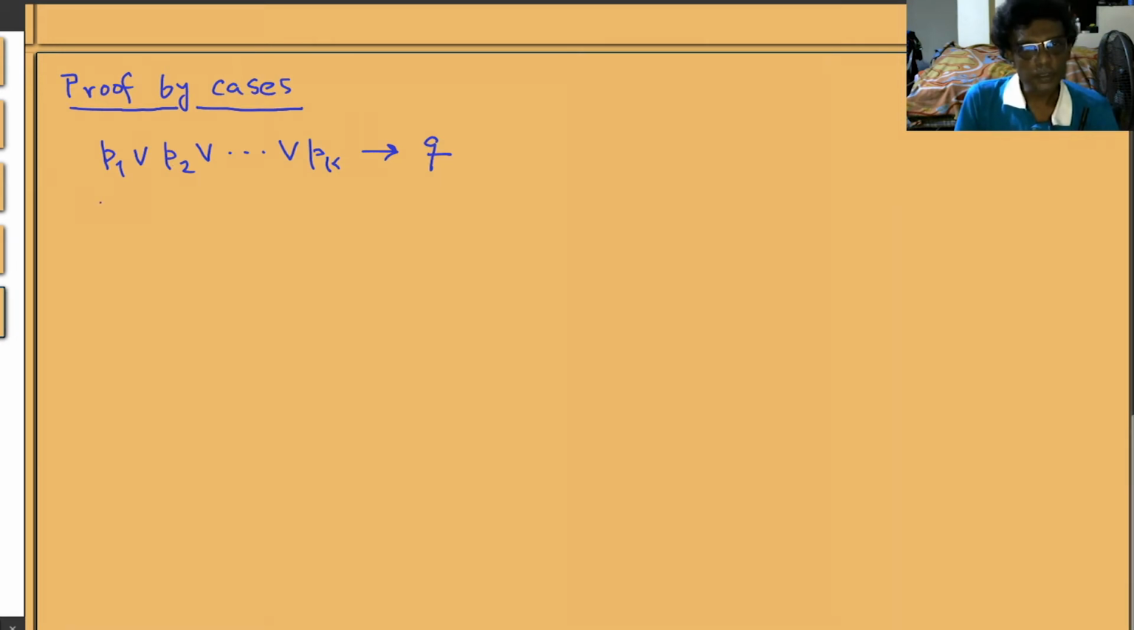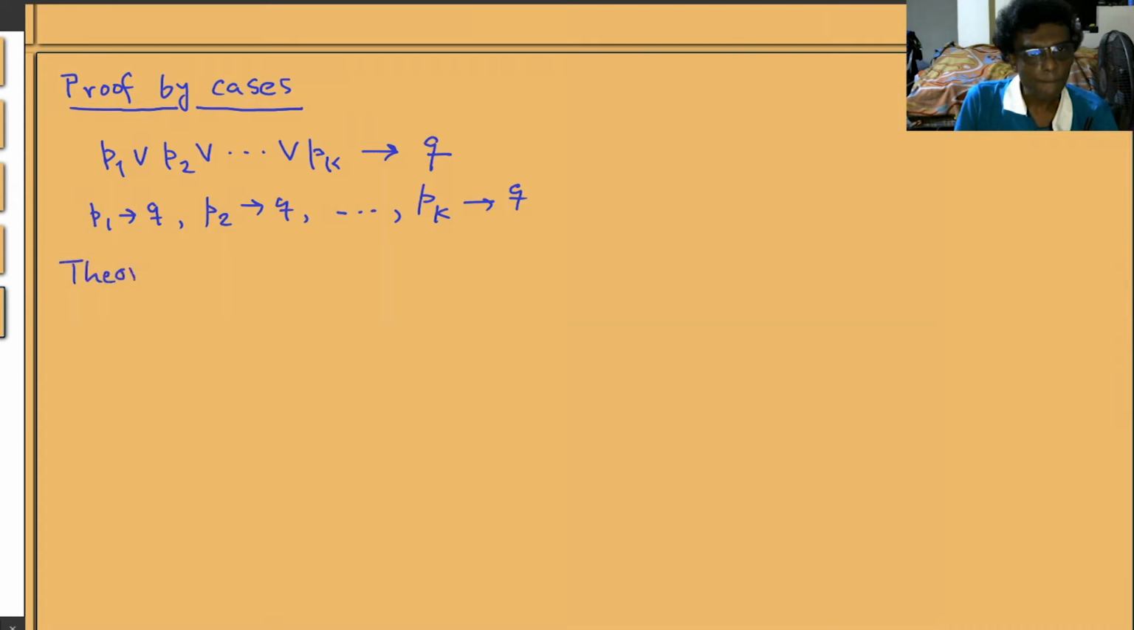So how do I proceed? In this case, I have to show all the k implications. P1 implies Q, P2 implies Q, and so on, Pk implies Q. Okay. So now, as an example, consider this theorem or proposition, whatever you call it. For all positive integers n greater than 1, I am excluding the case n equal to 1, 4 to the power n plus n to the power 4 is composite.